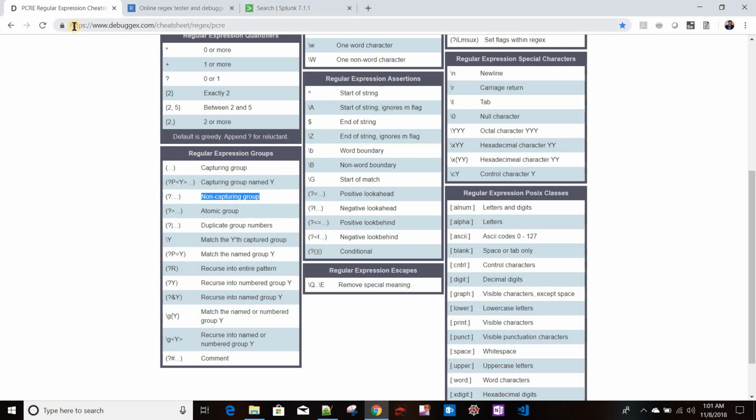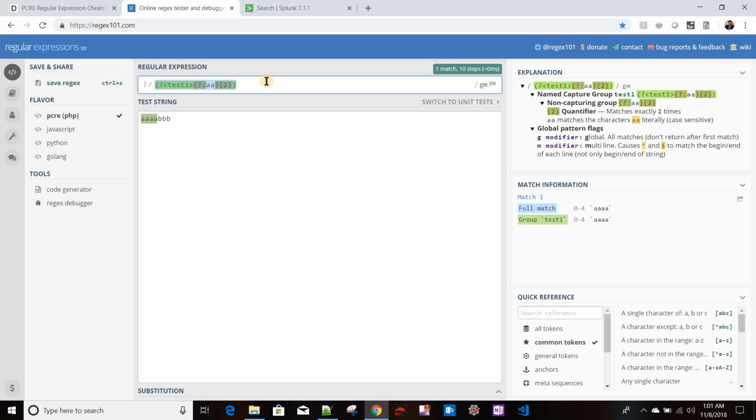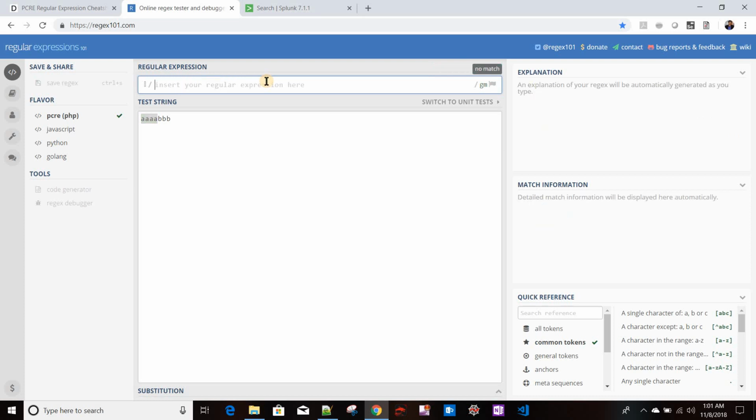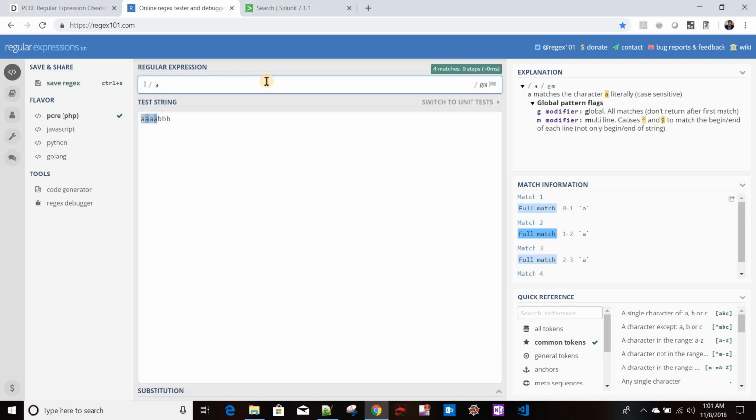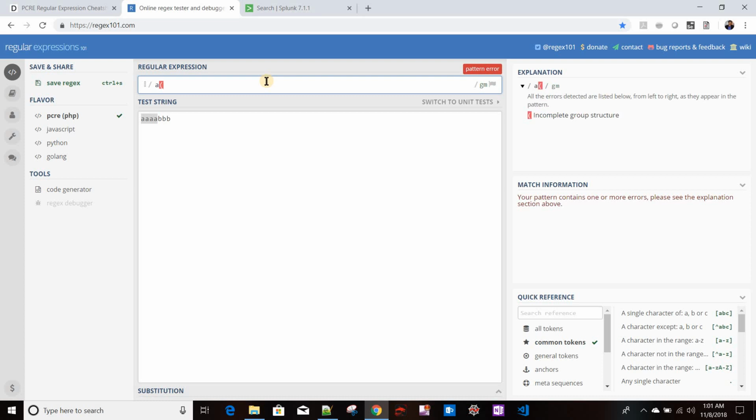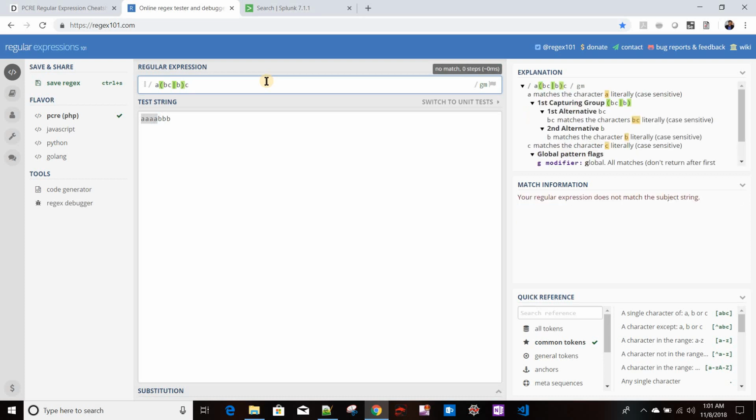Let's discuss atomic grouping. Atomic groupings are very interesting. Let me show you one regular expression. Let's say I have a regular expression something like this: A, then B, C or B, then C. What are the strings this will match? So what is this regular expression talking about?